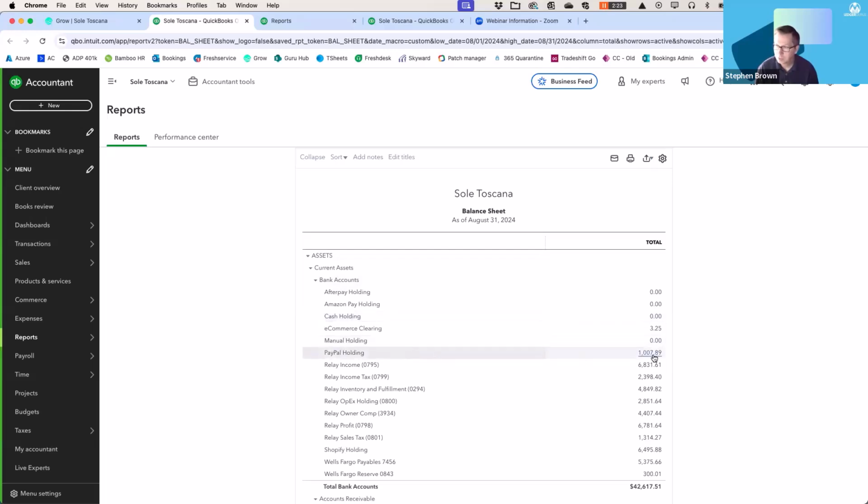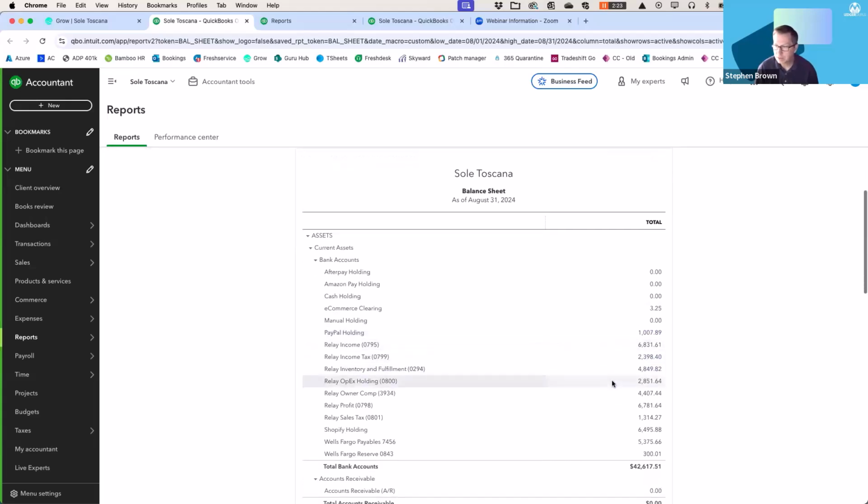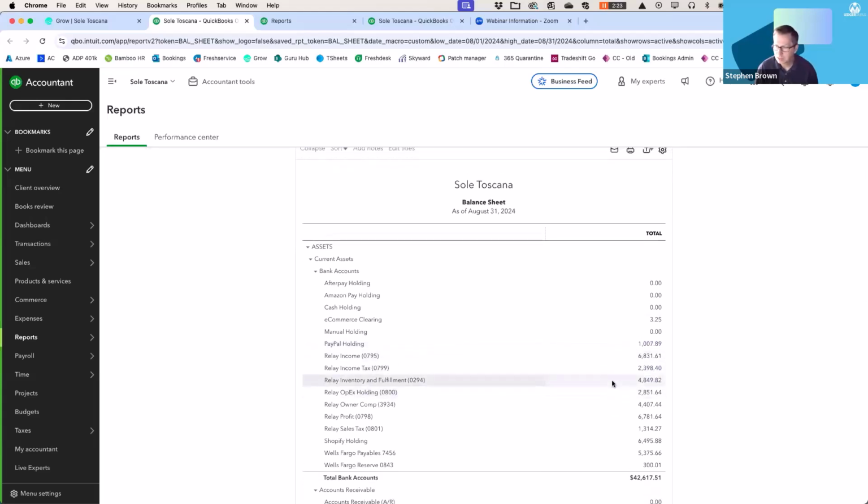Got my PayPal holding account. We pull cash out of that twice a week. And Shopify, depending on the payout schedule, there can be a decent amount of cash in there.